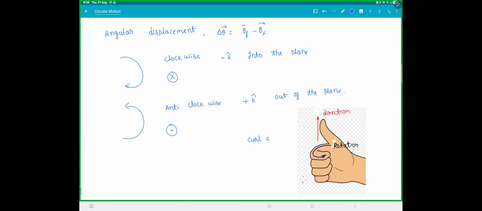So curl of the fingers. I'll show an example. Curl of the fingers gives rotation, and thumb gives you the direction. Basically, this is your right hand thumb rule. You have to use your right hand.